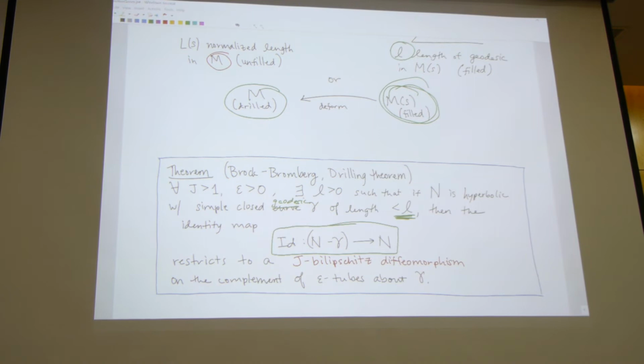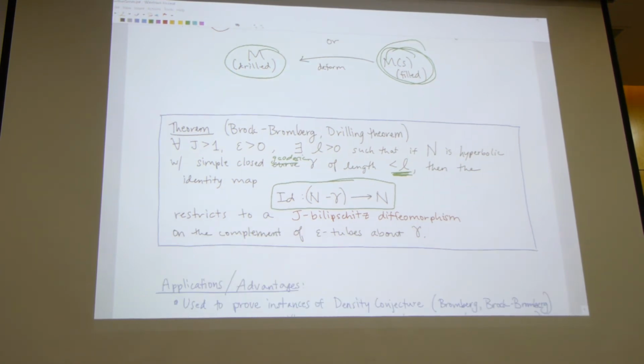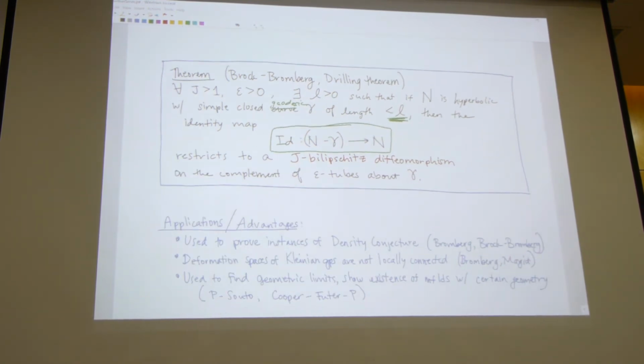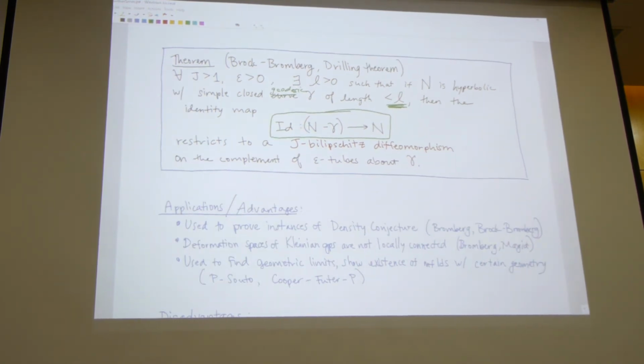Yeah, so gamma is a geodesic. Okay. All right, so this has been a very important theorem, with lots of applications and advantages. It was initially proved by Bromberg, and then by Bromberg to prove instances of the density conjecture for Kleinian groups. It's been used to show that deformation spaces of Kleinian groups are not locally connected, by Bromberg and Aaron Magid.